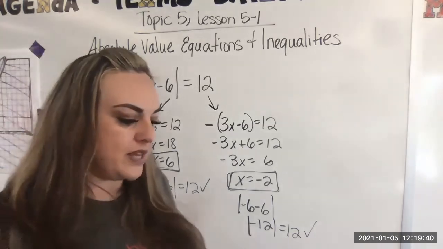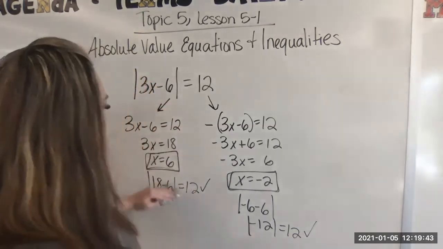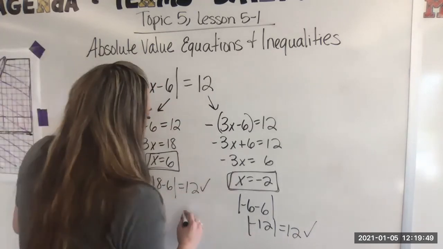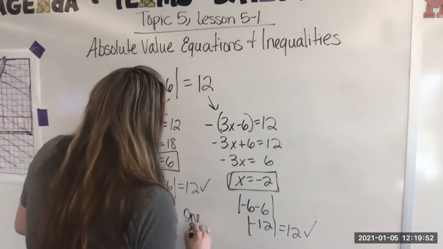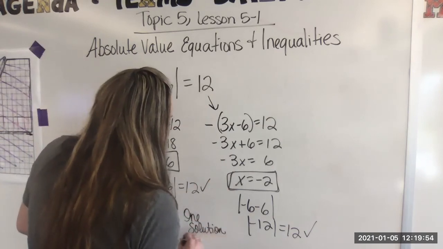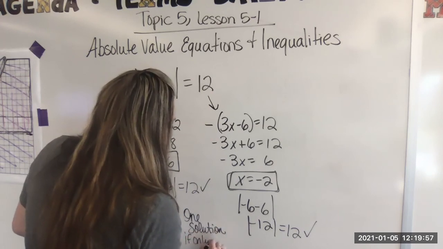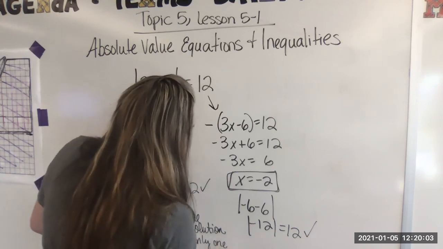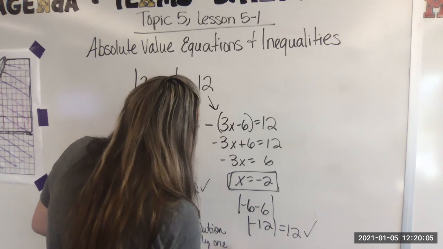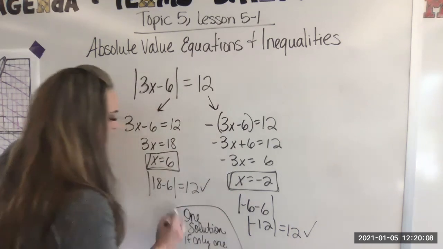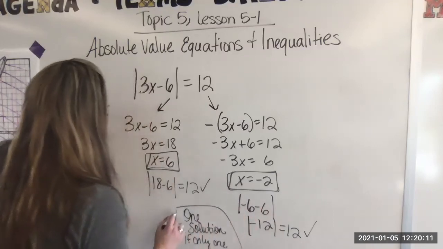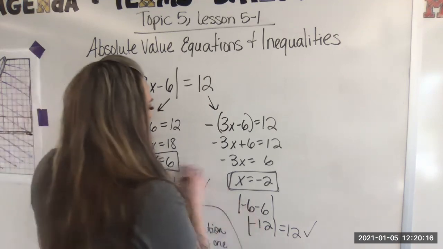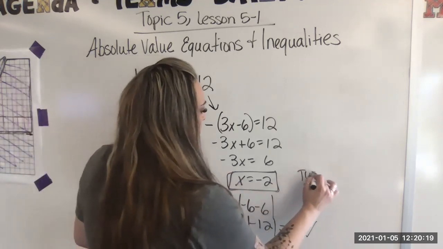Now, there could also be a time where we solve and only one of them works and the other one doesn't. So in that case, it would be one solution if only one x value is true or makes it true, okay? But in this case, this is just a side note. In this case, both of them do, so there's actually 2 solutions.